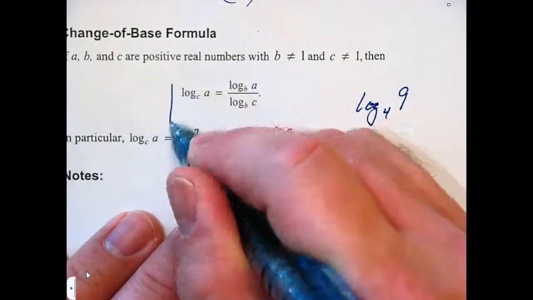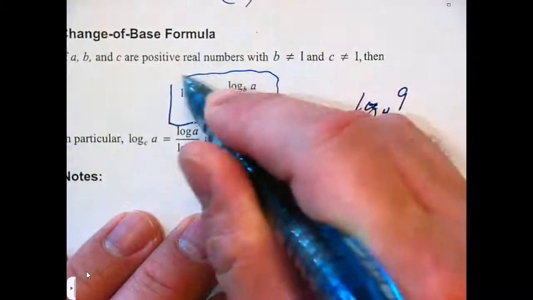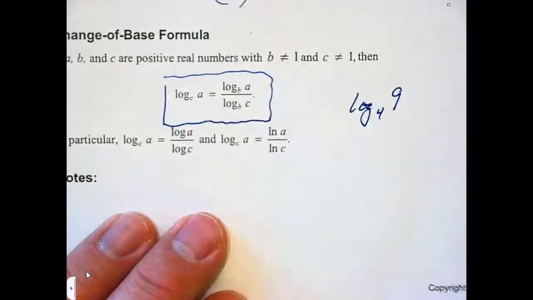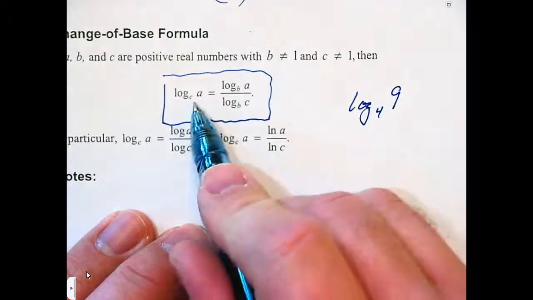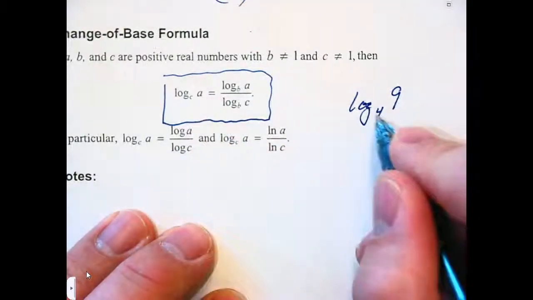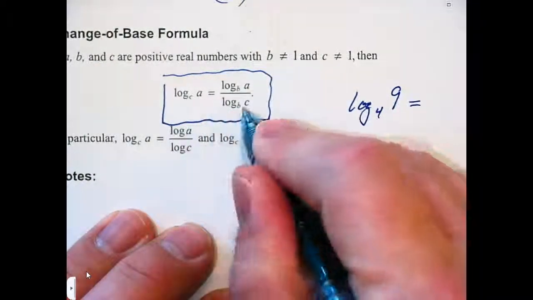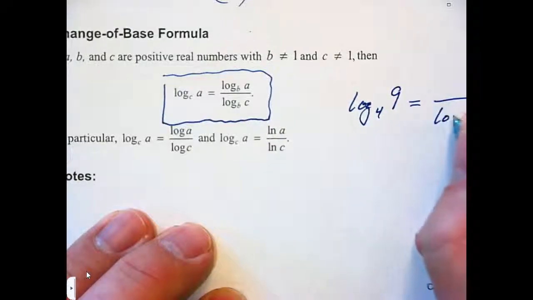This looks way complicated, but really all it says is that no matter what your base is, you can take your base and put it on the bottom. So that would be log of 4.